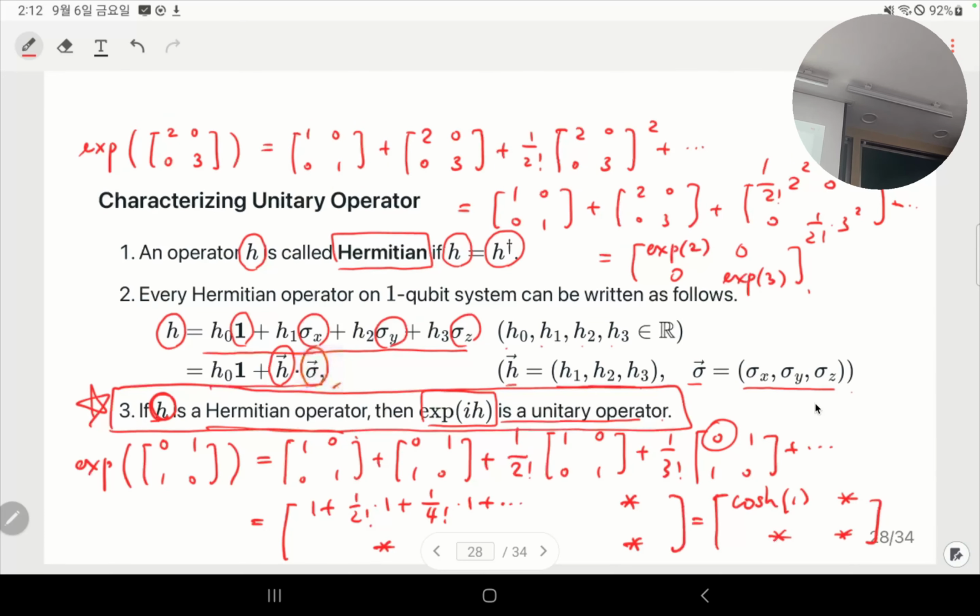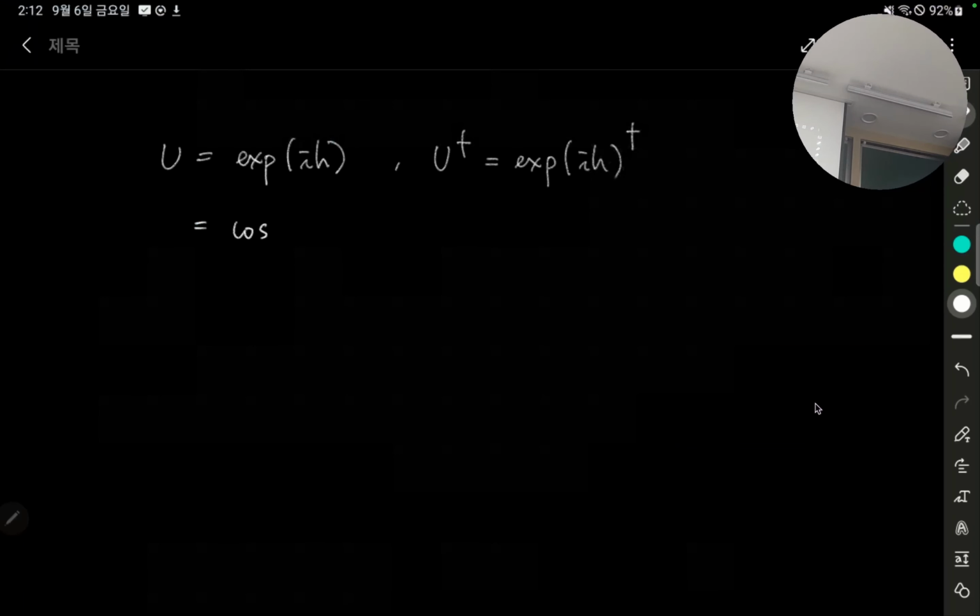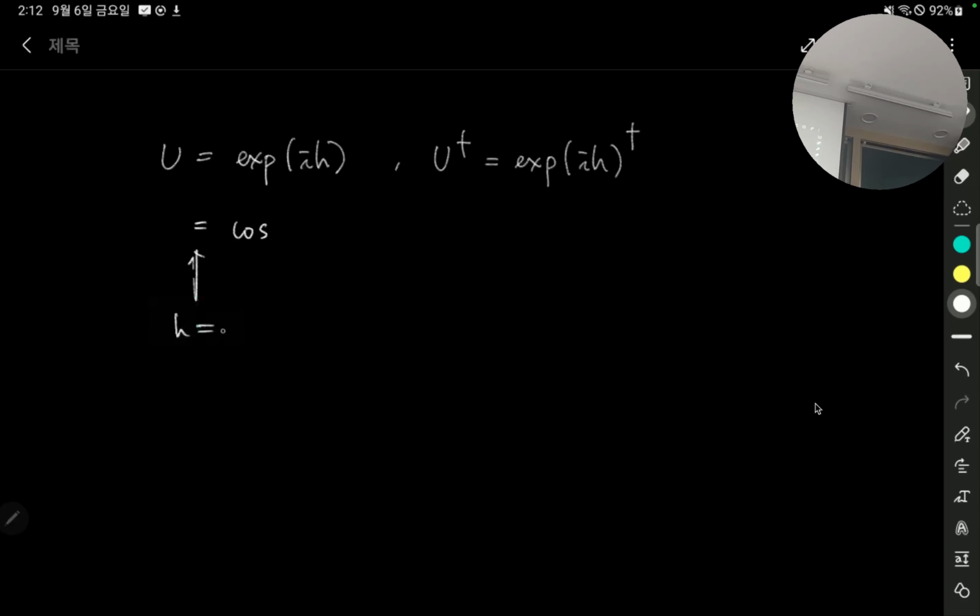A Hermitian operator is a linear combination of Pauli operators, and you can also include the identity here. It's a larger category than the Pauli matrices. A Pauli matrix is a Hermitian operator, but not all Hermitian operators are Pauli operators. So if this is some Pauli matrix like Pauli X, then you can say this is cosine 1 I plus I sine 1 sigma x, and this one is cosine 1 I minus I sine 1 sigma x dagger.